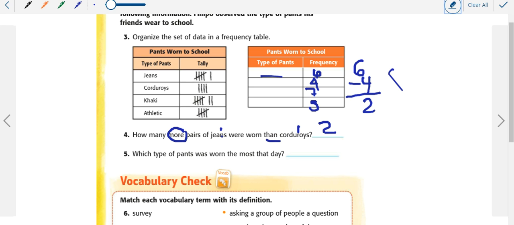Okay, number 5. Which type of pants was worn the most that day? Okay, how are we going to know the answer? We count which of the type of pants has more votes. That is khaki, so you write khaki on the line.